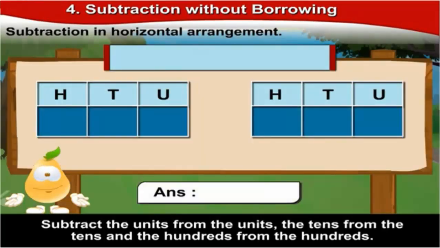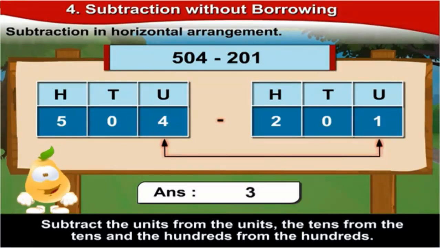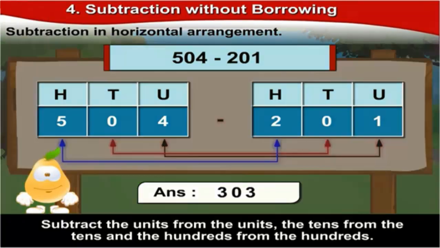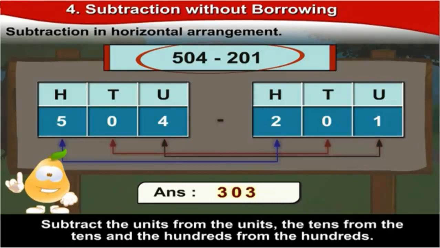Now the next sum. 504 minus 201. First we'll see the units. 4 units minus 1 unit is 3 units. 0 tens minus 0 tens is 0 tens. 500s minus 200s is 300s. So it is 300s, 0 tens, 3 units, which means 504 minus 201 is equal to 303.